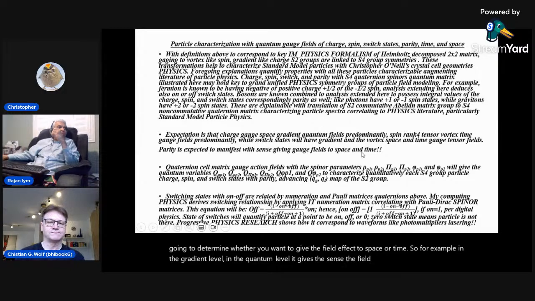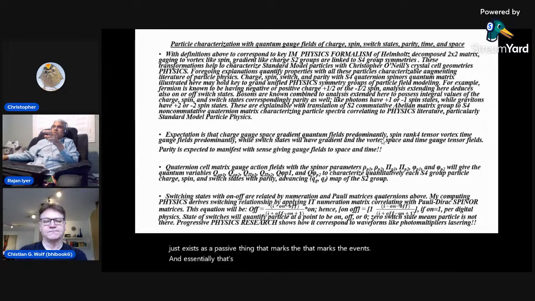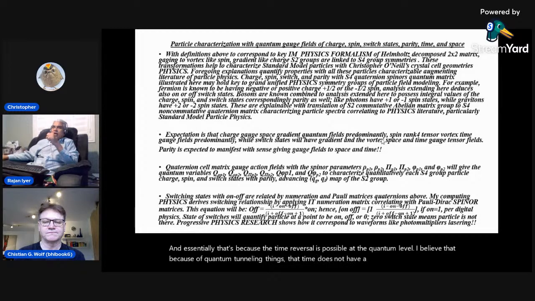as a passive thing that marks the events, and essentially that's because time reversal is possible at the quantum level. I believe that because of quantum tunneling, time does not have a particular defined field because it can go back and forth because of the tunneling aspects.